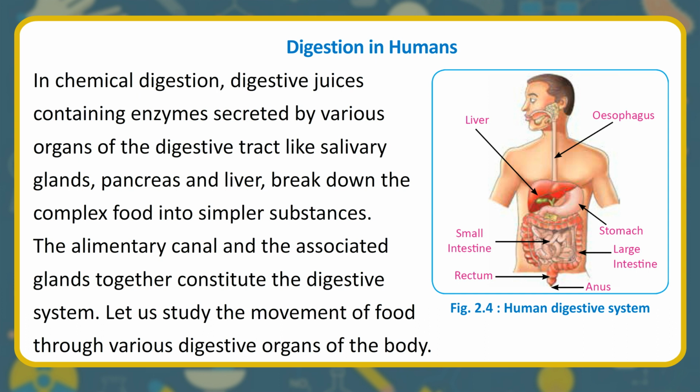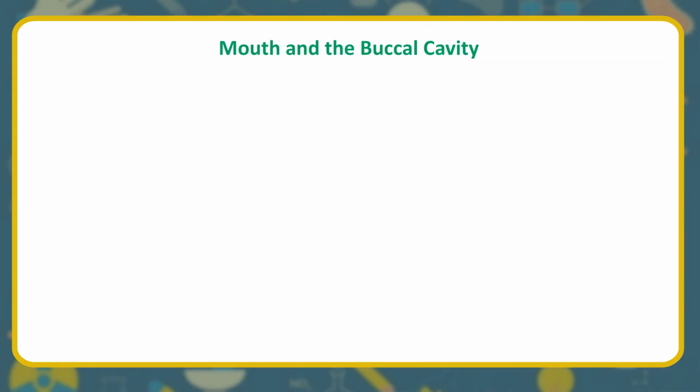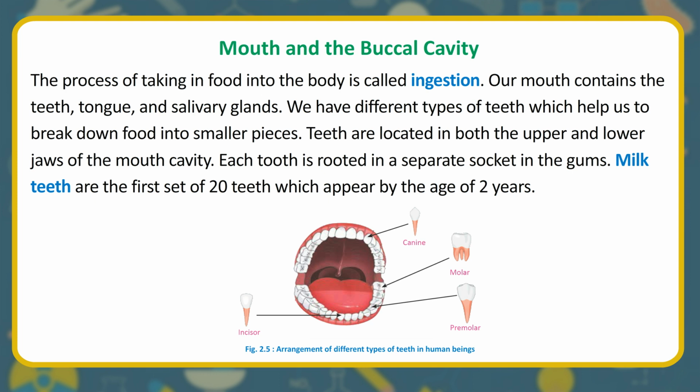Let us study the movement of food through various digestive organs of the body. Mouth and the buccal cavity. The process of taking in food into the body is called ingestion. Our mouth contains the teeth, tongue, and salivary glands. We have different types of teeth which help us to break down food into smaller pieces.